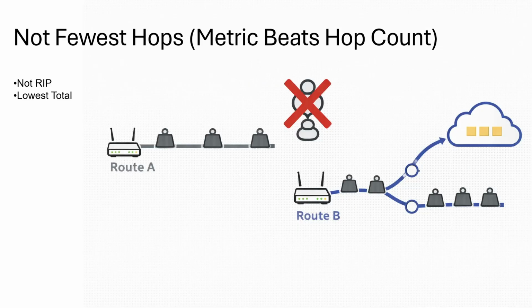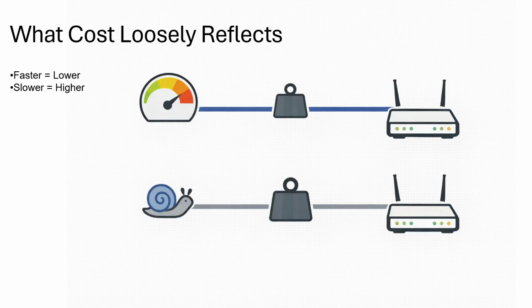Now, OSPF is not fewest routers, it's the lowest metric. More hops can still win if the total cost is lower. So if you think hop count, that's bad. OSPF is cost-based. Conceptually, cost is meant to loosely reflect link speed or capacity. Faster links tend to have lower cost. Slower links tend to have higher cost. But for CCNA level understanding, the crucial thing is that OSPF treats cost as a number used for comparison. The lowest total cost wins.